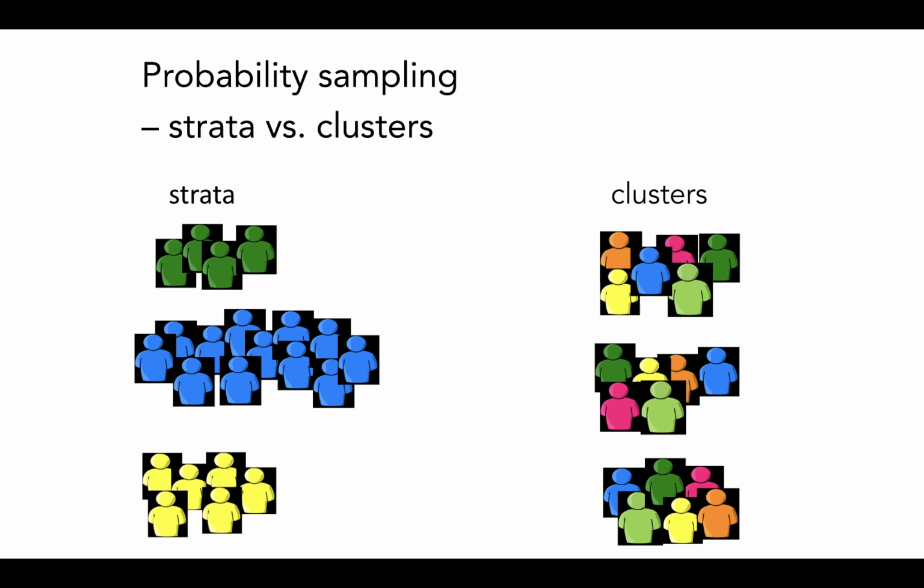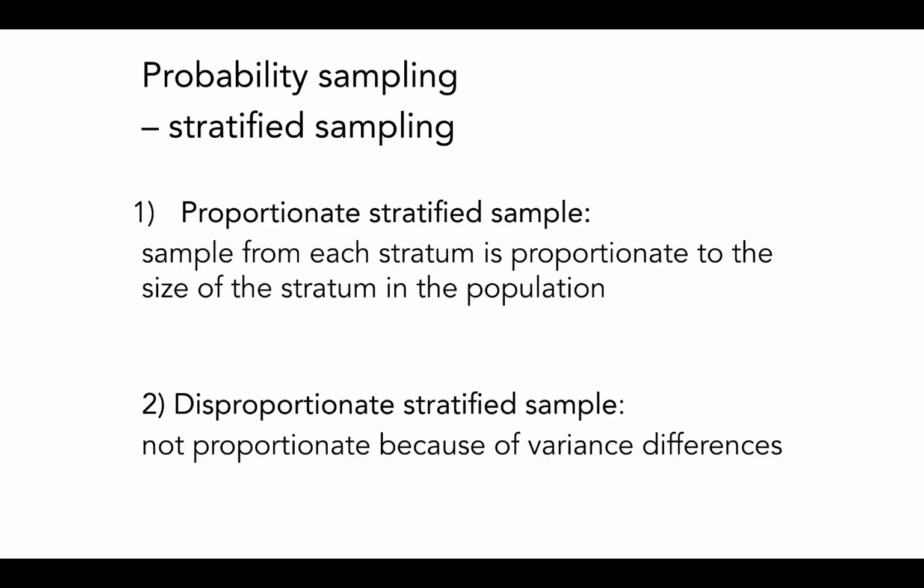Clusters are in and of themselves very diverse. They are, if you will, mini representations of the population. This is why they are suitable for cluster sampling. You could pick one cluster and have it serve as a representative sample of the population, whereas with strata, you could not do that. So there are two different types of stratified sampling: proportionate stratified sampling and disproportionate stratified sampling.